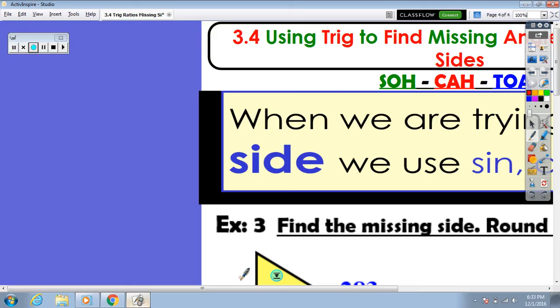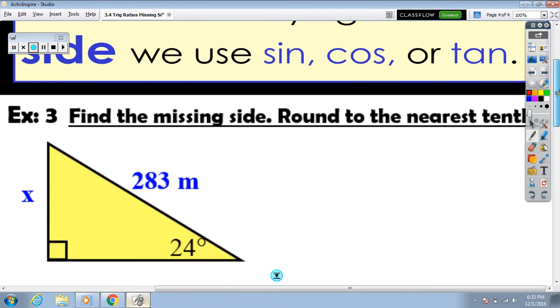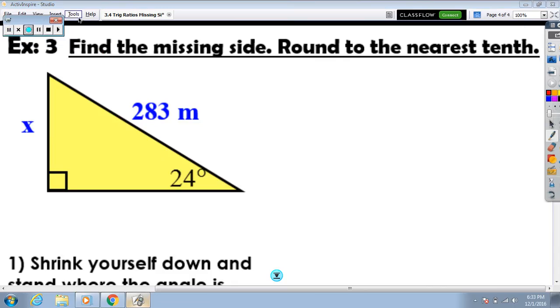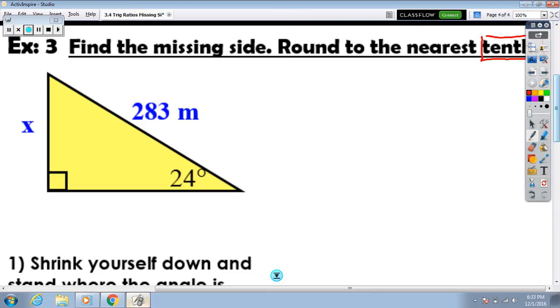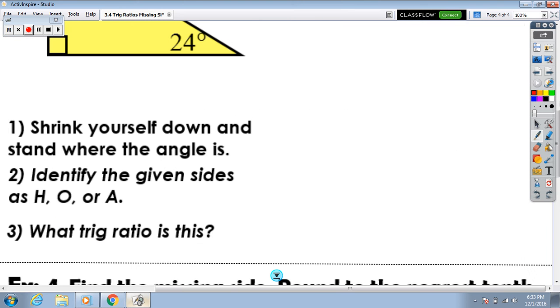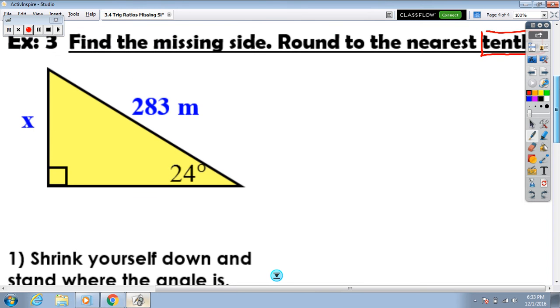Oh, that's kind of big. Alright, so we are going to find the missing side again. They still want me to round to the tenth position. RTSQ, make sure you read the directions. Alright, so here we go. Ooh. Having a little malfunction with the board, excuse me.